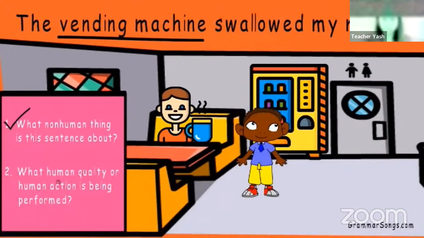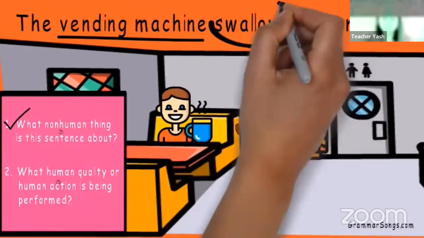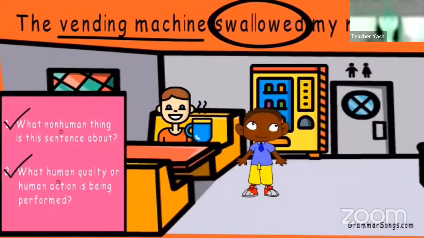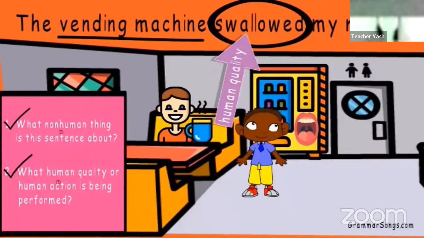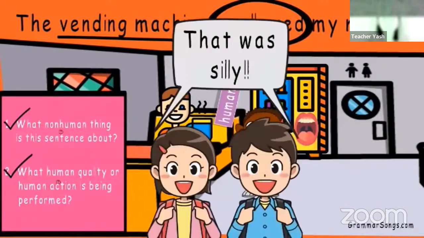Next, we need to find the human quality or human action being performed by the vending machine. Do you see something a person would do that a non-living object would not? Swallow. A vending machine doesn't have a mouth and throat like a person. This is another example of personification. The idea is figurative. The author or speaker is describing the action of the vending machine in a descriptive way by giving it a human quality, the ability to swallow.